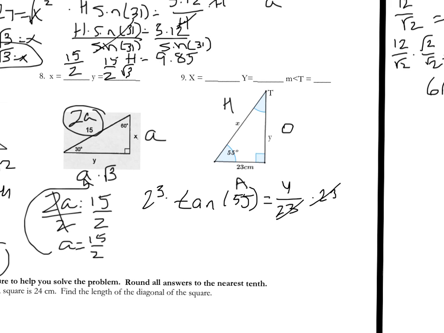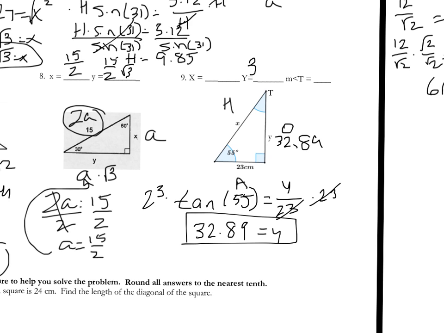So here we go, tangent of 55 gives me 1.428, so 1.43. And I'm going to multiply that by 23, and that gives me 32.89. So that's 32.89 when I solve for y. Good. And I can do the exact same thing if you'd like to solve for the hypotenuse.